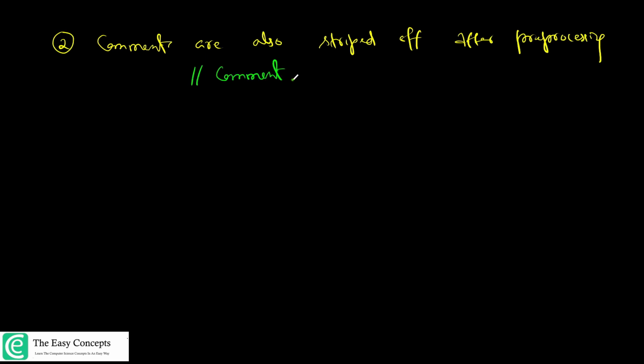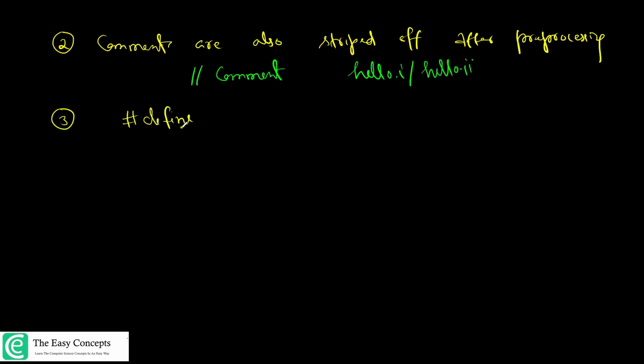Second point, comments are also stripped off after pre-processing. Suppose you have a program and there is a comment in that program. After pre-processing, you are not going to find this comment in hello.i. If I am using hello.i or hello.ii, consider both the same thing. Okay, so I will not use both every time.